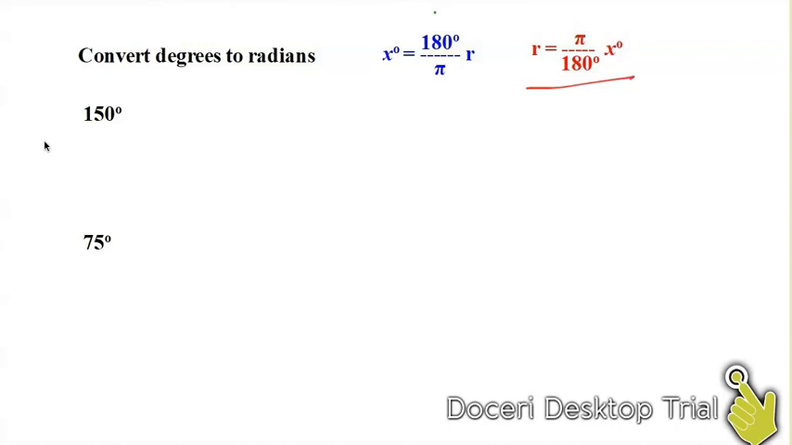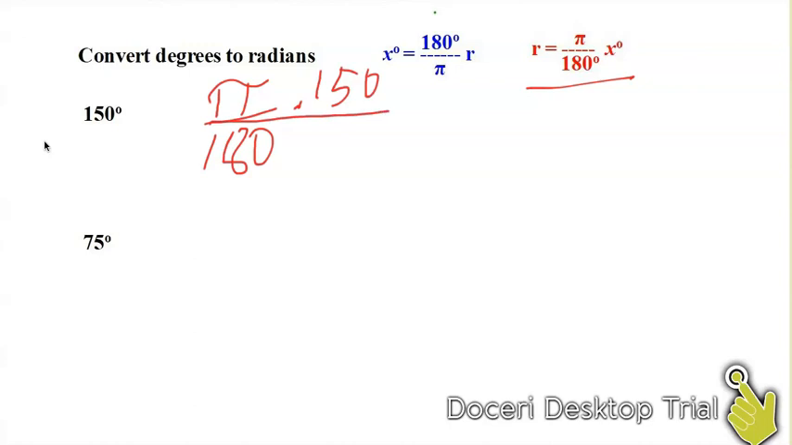And the easy way to remember, whatever you want to get rid of, that's the one that goes on the bottom. I want to get rid of degrees, so the 180 degrees is going to go on the bottom. So we have pi over 180 times 150. And you can actually just go straight across like that. And we're just going to simplify this.